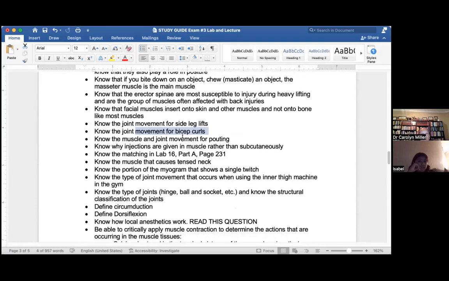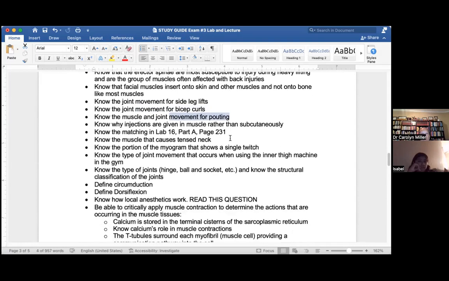So the joint movement is protraction. The muscle is mentalis. Why are injections given in muscle rather than subcutaneously? Injections are given in muscle because the muscles hold a larger volume than subcutaneous tissue, and the muscles have a greater blood supply, so the drug enters the bloodstream quicker.